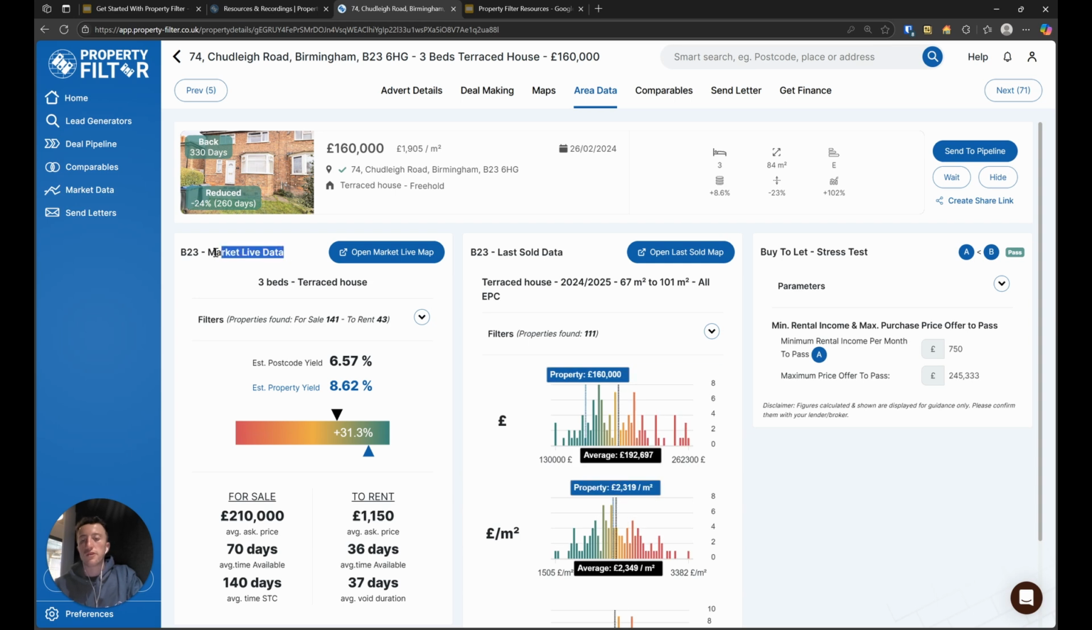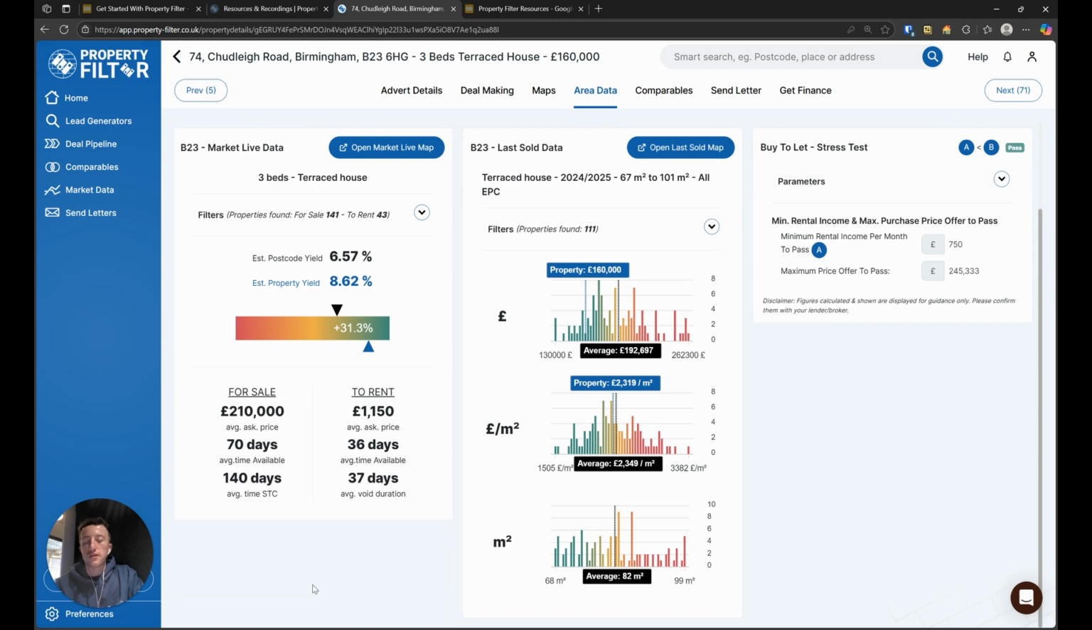I'm going to quickly go through the market live data tab just here. What this is doing is looking at the 141 3-bed terraced houses in the B23 postcode, and it's giving you some averages. The estimated postcode yield is 6.57%. However, if you were to buy this property at asking price, the yield would be 8.62%. Further down we can also see the average asking price for a 3-bed terrace in B23 is £210,000. It's taking an average of 70 days to find a buyer, and that sale is taking 140 days to complete.